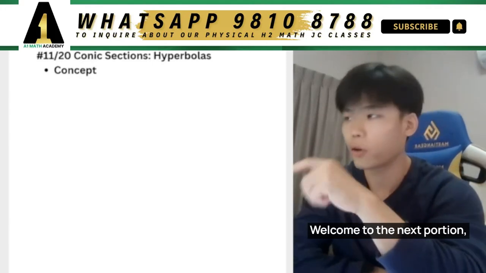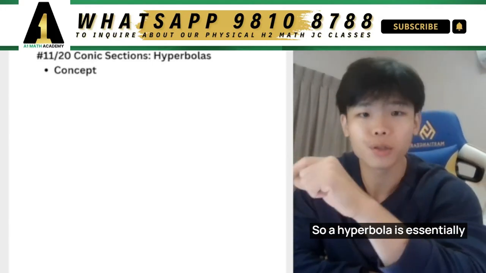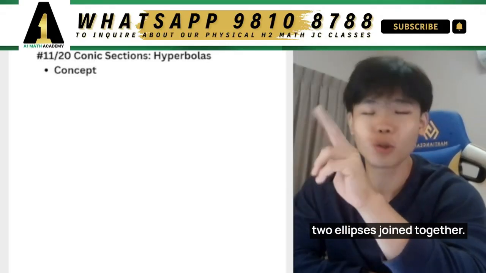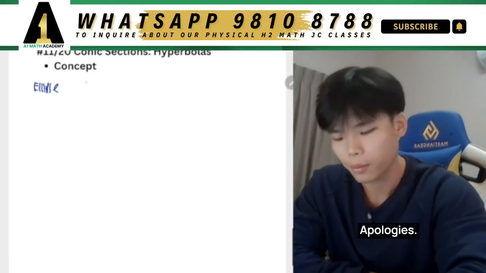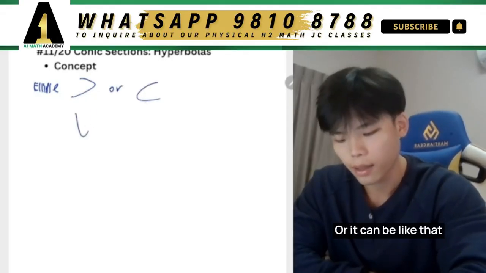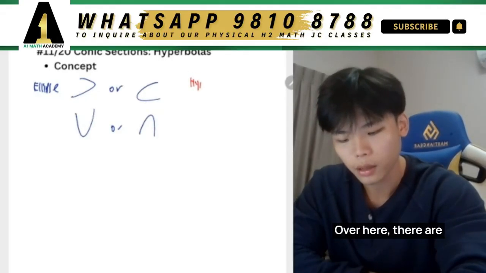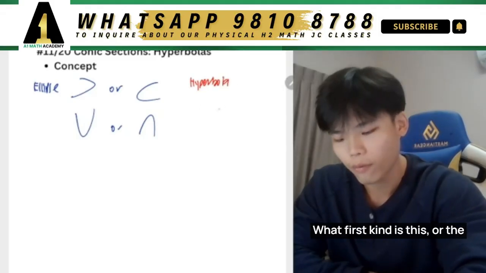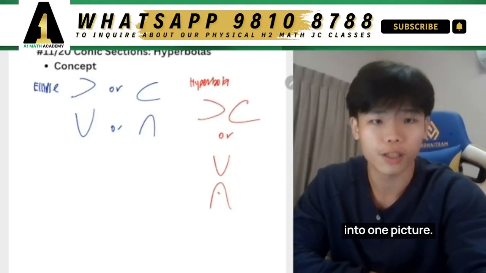Welcome to the next portion, the last portion of this section under conic sections, which is the hyperbola. A hyperbola is essentially two parabolas joined together. You know that a parabola can open like that or like that, or like that or like that. But for a hyperbola there are only two kinds: the first kind is this, or the second kind is this. So it combines both into one picture.